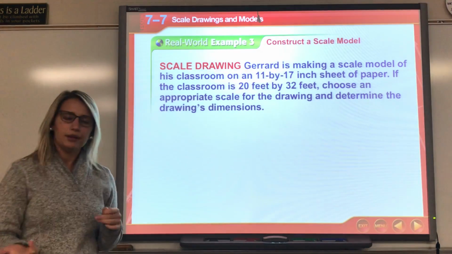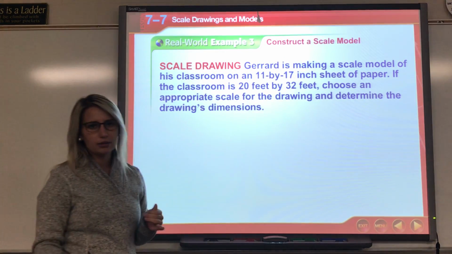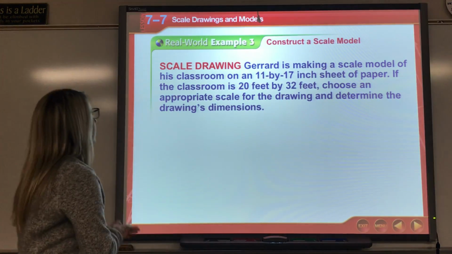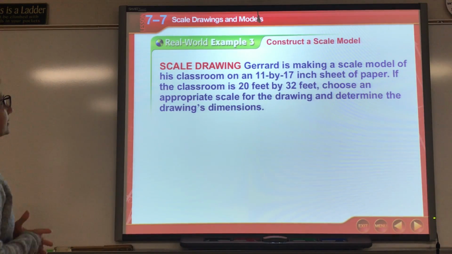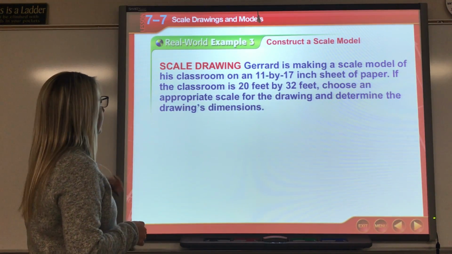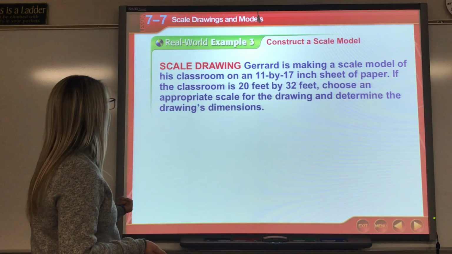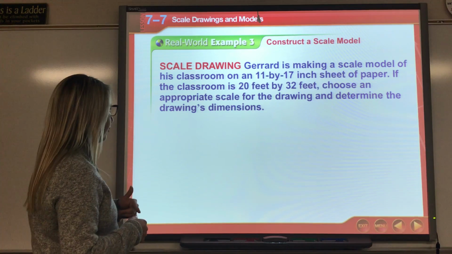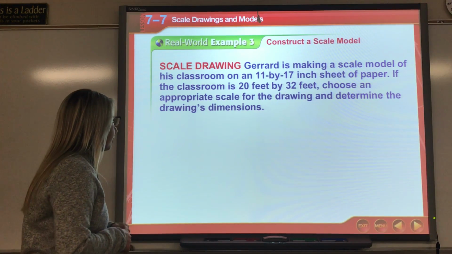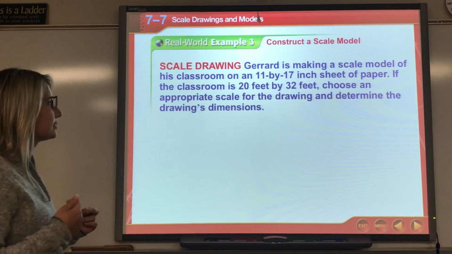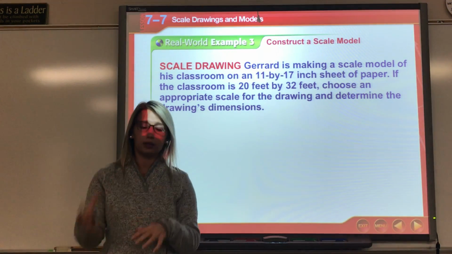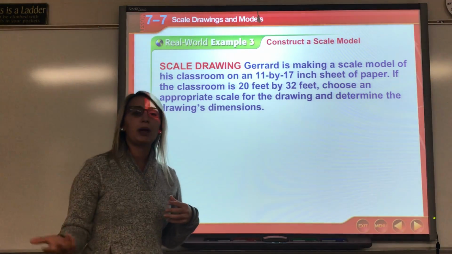Alright, here's the last example. I'm going to do this a little bit differently than the book does, just because I think you guys will get it better. So Gerard is making a scale model of his classroom on an 11 by 17 inch piece of paper. If the classroom is actually 20 feet by 32 feet, choose an appropriate scale for the drawing and determine the drawing's dimensions. Okay, so the first thing that we need to do is figure out the scale between the classroom and the sheet of paper.